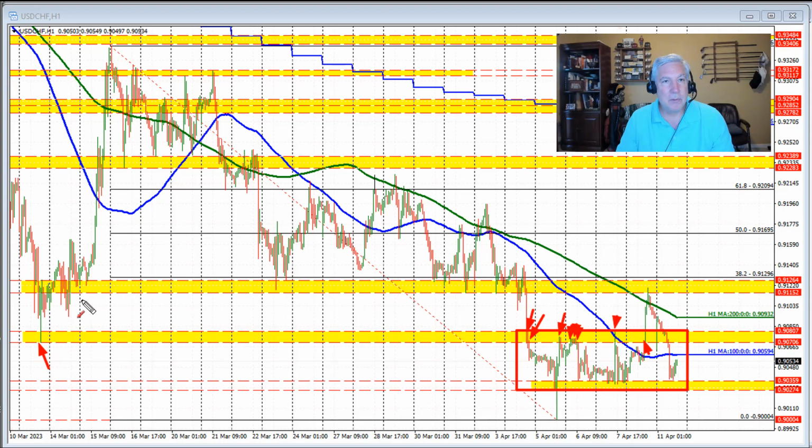Moved into another swing area right through here, where we had another number of swing lows, mostly swing lows through here, before rotating to the downside. So we came up to that area, found willing sellers, and the market rotated back below this 200-hour moving average. It's the green line in the chart.